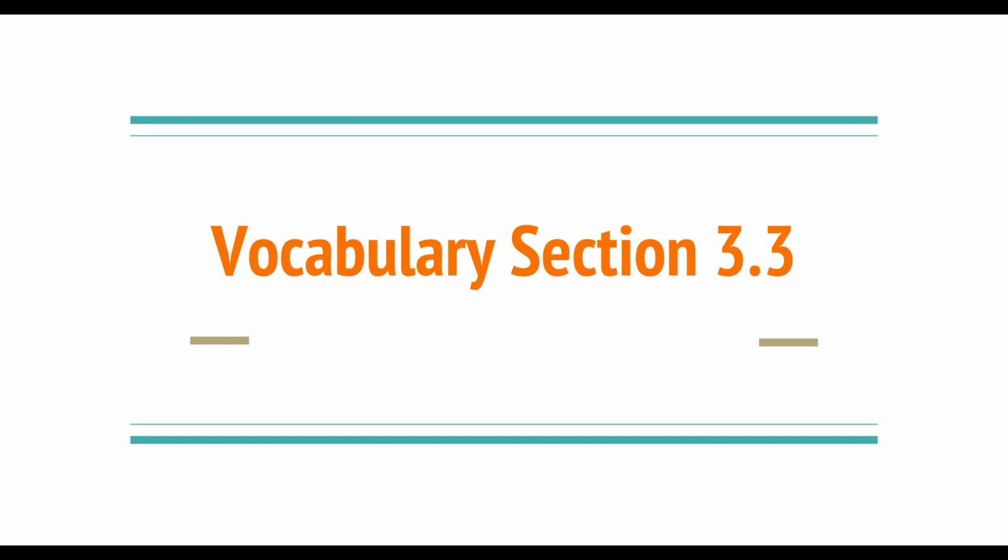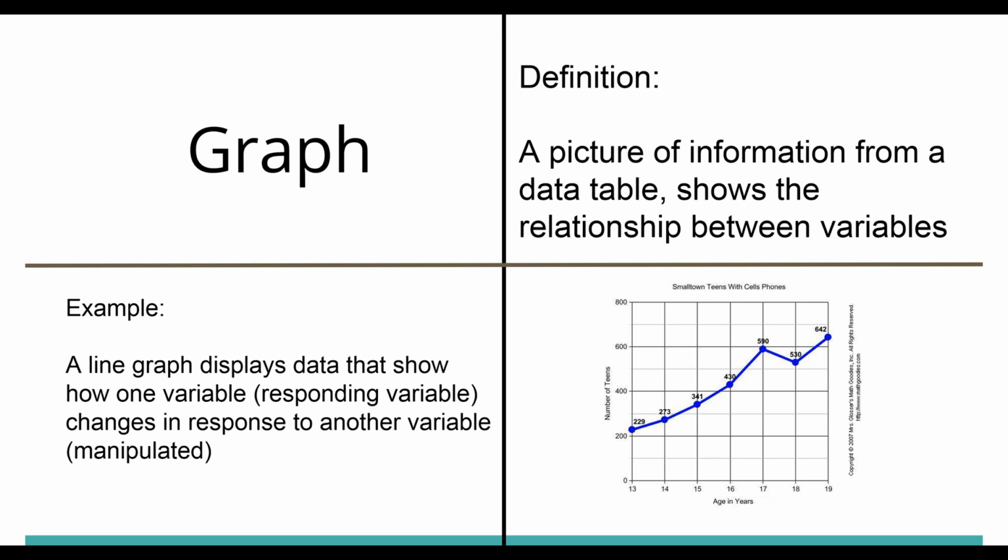All right, so here we're going to talk about our vocabulary for section 3.3. The first word that we're going to look at here is graph. Now, many of you are going to already know what a graph is, right? So the definition is a picture of information from a data table that shows the relationship between variables.